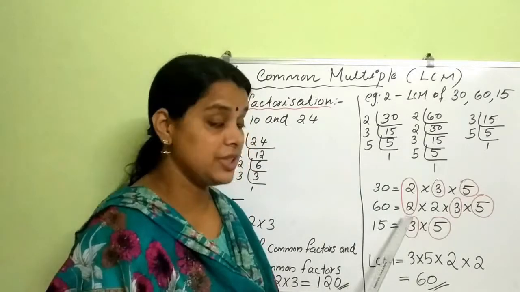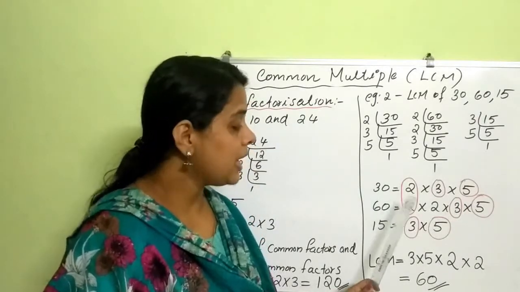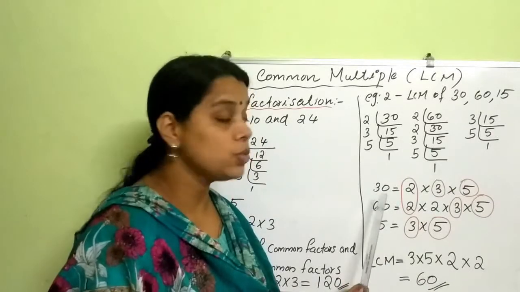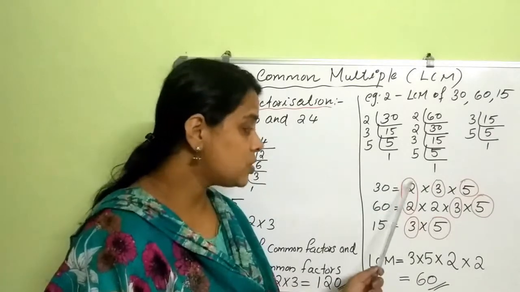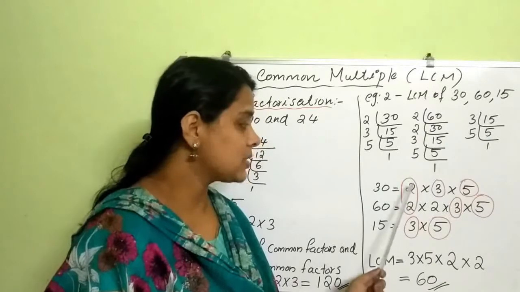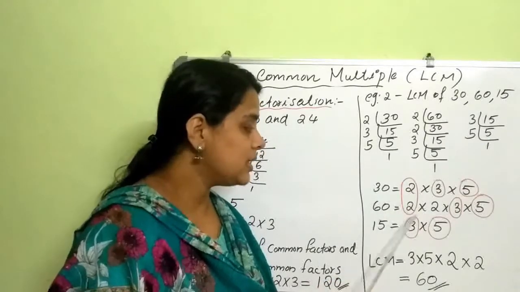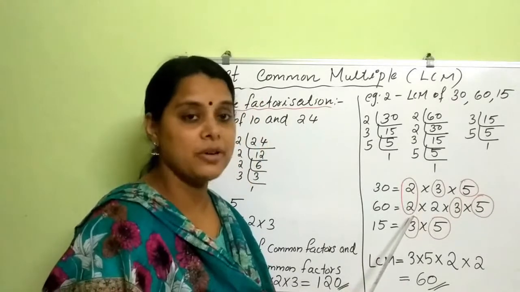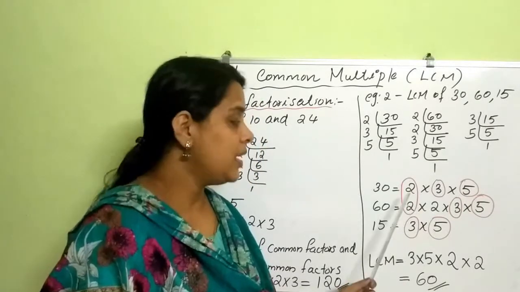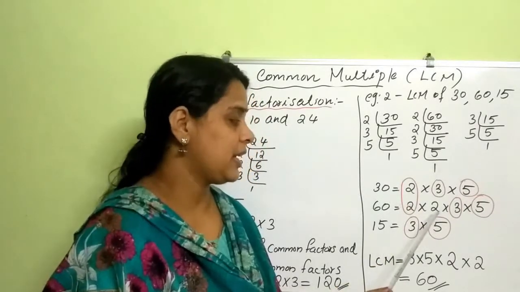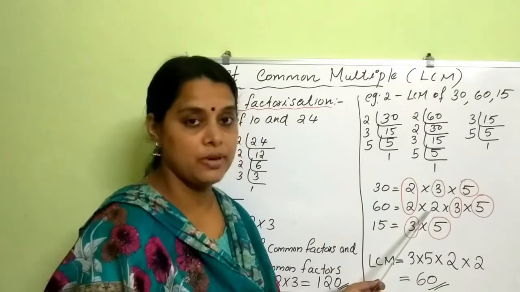Now we need to check at the same time any factor is common for any 2 numbers. Yes, this factor is common for this 30 and 60. We need to consider this also a common factor. Now what is the uncommon factor? This 2 is uncommon factor.